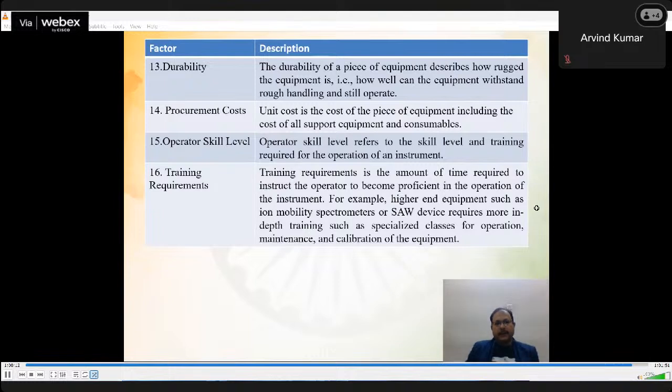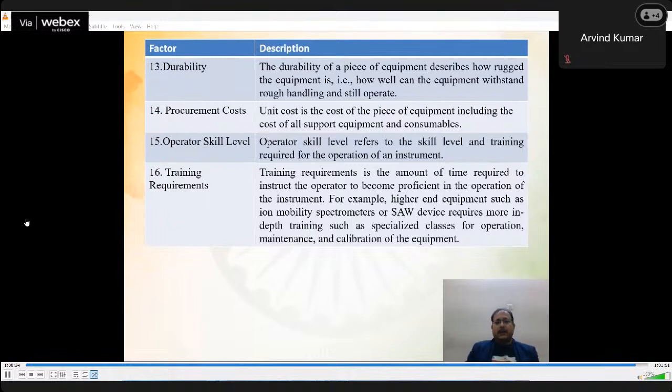Operator level. Operator skill level refers to the skill and training required to operate the instrument. It should be very minimal, so that even a layman, anybody of us, can understand. Okay, this is a sample. You throw the light, put the sample in the instrument, and it will give you a result. So the analysis is very easy. It does not require a number of analytical interventions, so we can easily understand.